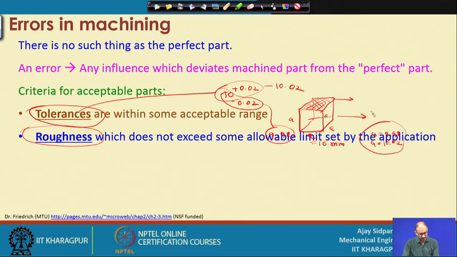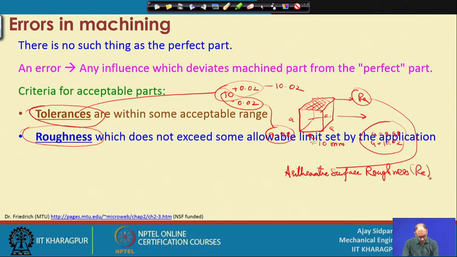So, this is the roughness Ra, that is mostly given by Ra, which means the arithmetic surface roughness, that is called Ra. Here also we say that if Ra is approximately 0.1 micron to 0.5 micron, then it is acceptable.